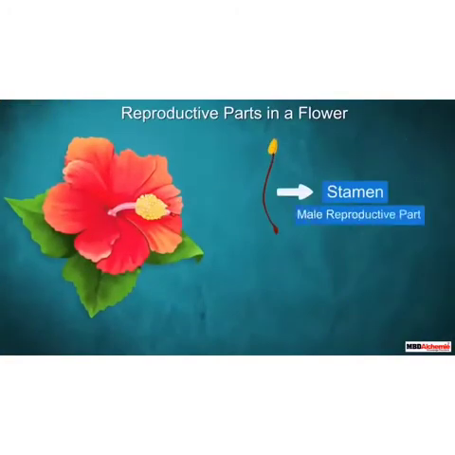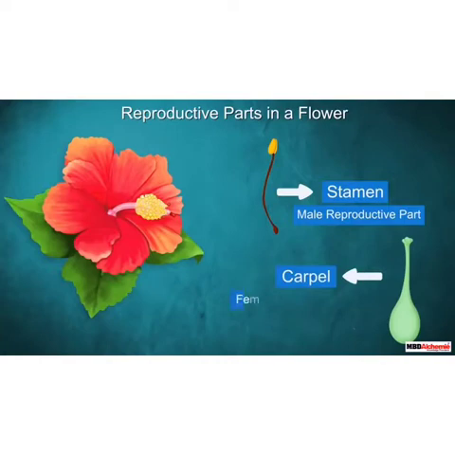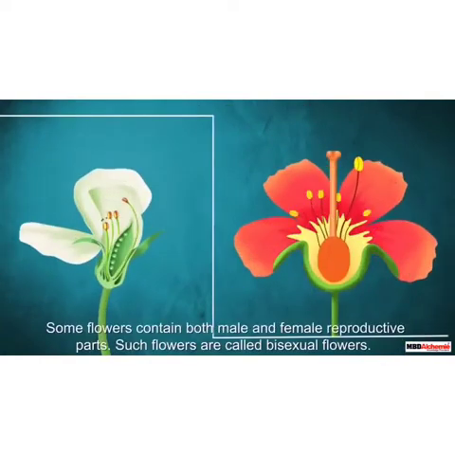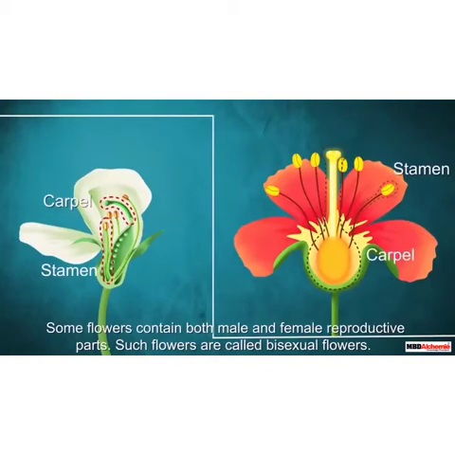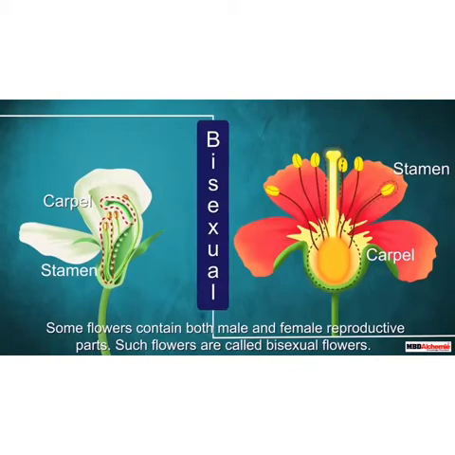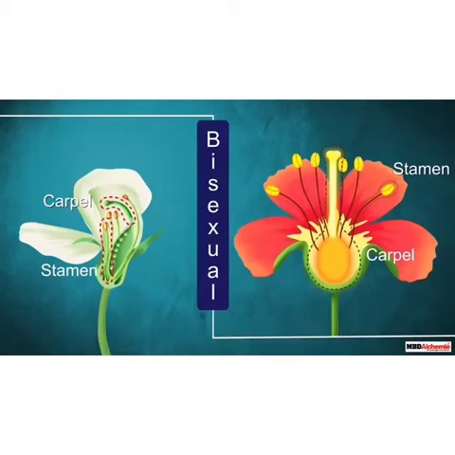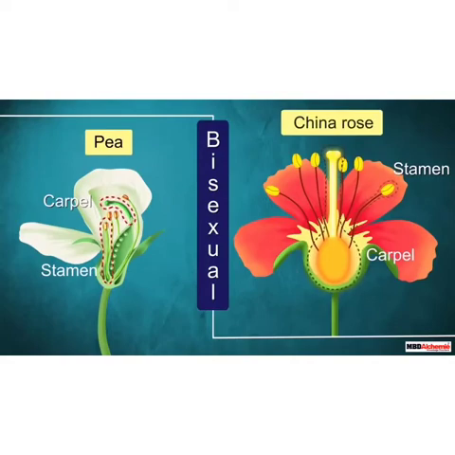It has reproductive parts, the stamen, which is the male reproductive part, and the carpel, which is the female reproductive part. Some flowers contain both male and female reproductive parts. Such flowers are called bisexual flowers. For example, pea, China rose.